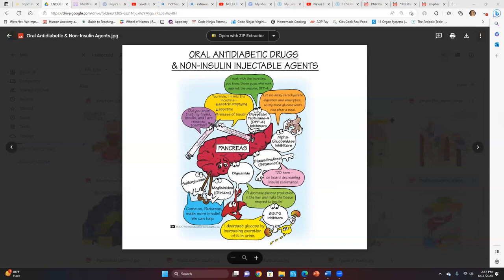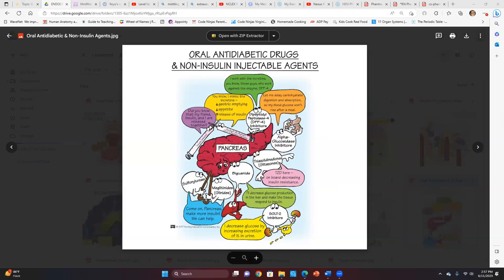Scleral icterus. If I could spell faster, that would be great. Icterus. Okay, here we go. Scleral icterus, that's the whites of the eyes turning yellow in a patient with jaundice, okay?